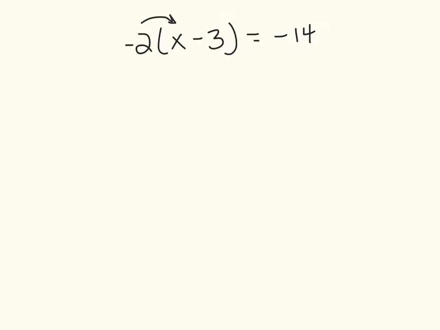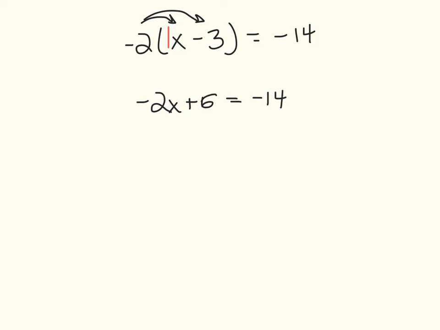So I've got negative 2 times x. Now there's no number in front of that x. If ever there's a letter by itself, we can put a 1 in front of it. So that means negative 2 times 1x. Negative 2 times 1 is negative 2. So I've got negative 2x. And then I've got negative 2 times negative 3, which is positive 6. And that equals negative 14.